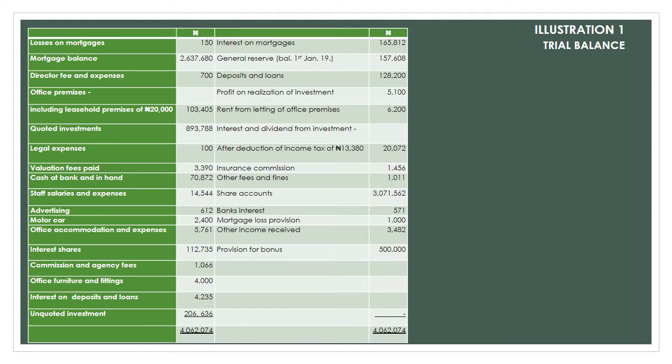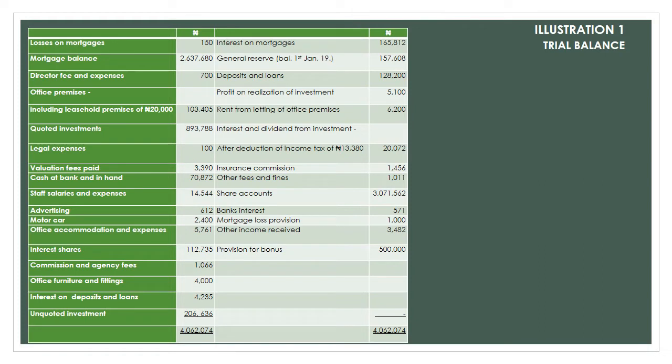Interest and dividend from investments, an income. We have insurance commission income. Other fees and fines to members is an income. Share accounts is like a capital account, so it's a capital. Bank's interest, this is an income to the bank account. Then mortgage loss provision, any provision against any loss. If the loss is an expenditure, the provision against it is going to be treated like an income. It's going to have a credit balance.